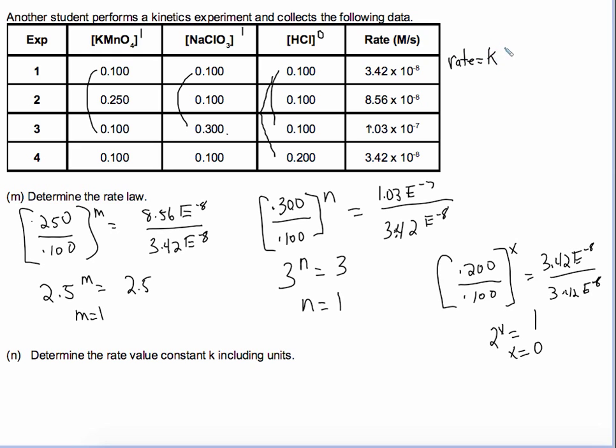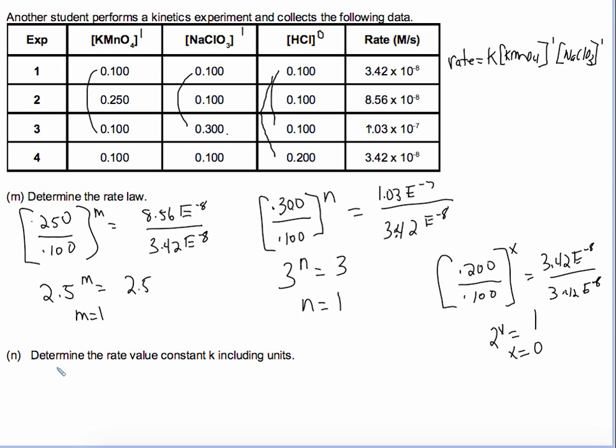Okay, so then the rate law, I'm just going to write it up here. Rate will equal k times KMnO4, that's to the first power, times NaClO3, that's also to the first. Now I'm just going to leave out the HCl because it's 0 order. Anything to the 0 order doesn't affect the rate, so you can just omit it from the rate law. Okay? All right, determine the rate constant k, including units.